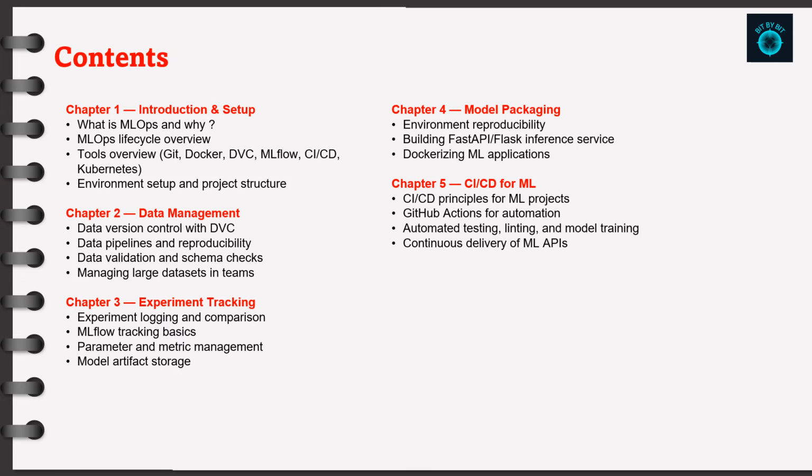Chapter 4 teaches model packaging, building FastAPI or Flask inference services, and Dockerizing them for deployment. Finally, Chapter 5 introduces CI/CD for machine learning, using GitHub Actions to test, train, and deliver APIs automatically. By the end of Part 1, you'll know how to version, track, package, and deliver machine learning models efficiently.